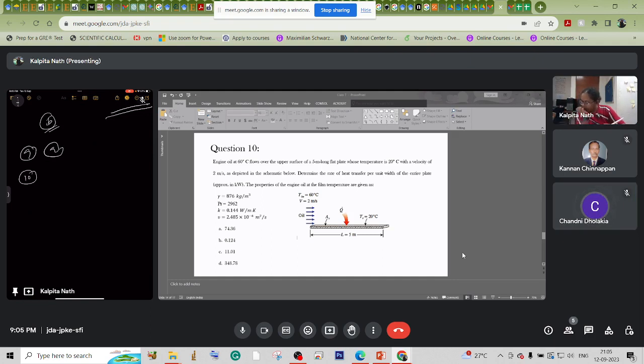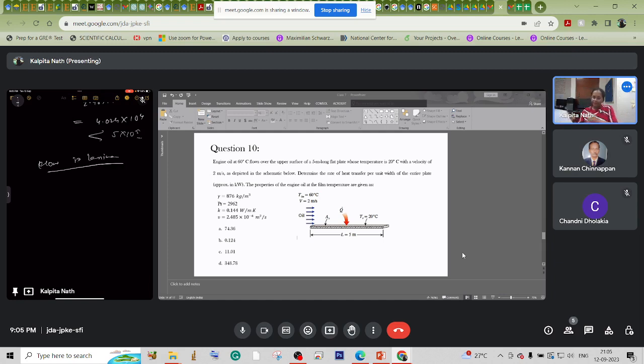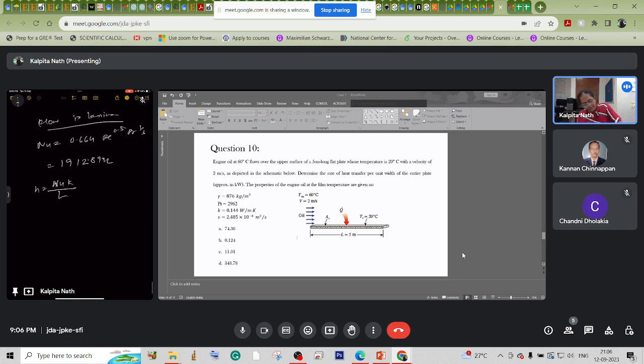Okay. So first, Reynolds number will be VL upon nu. This is 2 into 5 into 2.485 into 10 to the power minus 4. So this is 4.024 into 10 to the power 4. This is less than 5 into 10 to the power 5, so the flow is laminar, right? So Nusselt's number is equal to 0.664 Reynolds number 0.5, Prandtl number 1 by 3. So this will come out to be 1912.8992, as you already found out. So h is Nusselt's number times k by L. So this will come out to be 55.09 watt per meter square Kelvin.